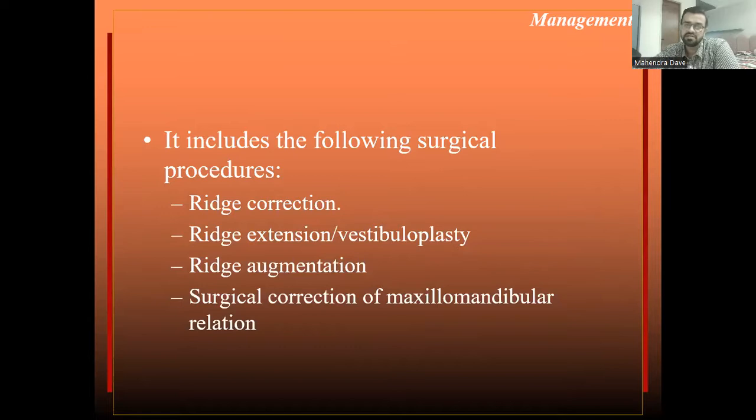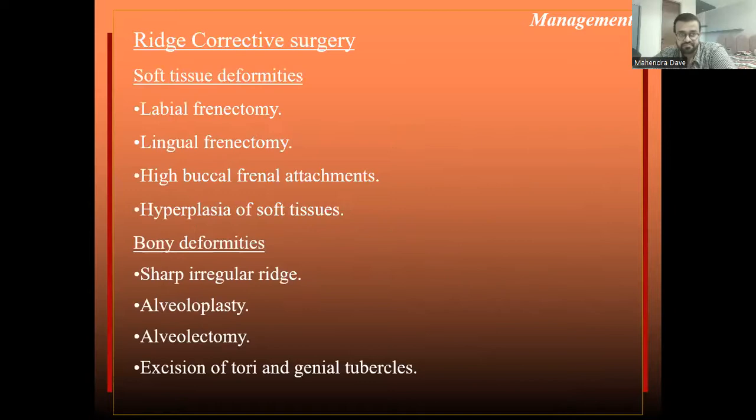It includes the following surgical procedures: ridge corrections, ridge extensions, vestibuloplasty, ridge augmentations, and surgical correction of maxillomandibular relationships. Ridge corrective surgeries include soft tissue deformities such as labial frenectomy, lingual frenectomy, high buccal frenal attachments, hyperplasia of soft tissue. Bony deformities include sharp irregular ridges which are rectified by alveoloplasty, alveolectomy, excision of tori and genial tubercles.